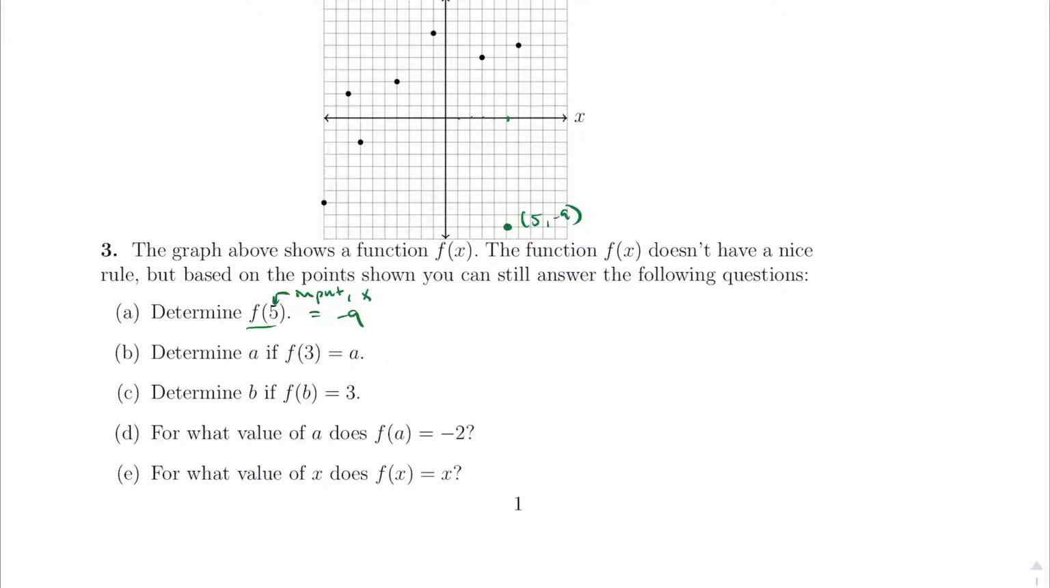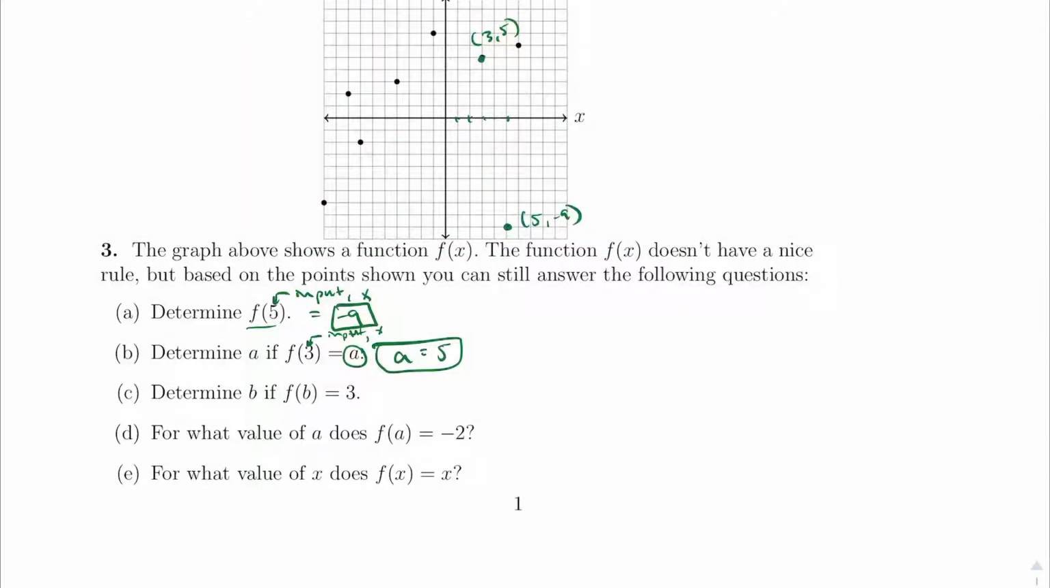Determine a if f of 3 equals a. In this case, we're given the input is x, and what we're looking for is the output. So when we input 3 in, 1, 2, 3, the output is 5. So it must be that a was actually 5.